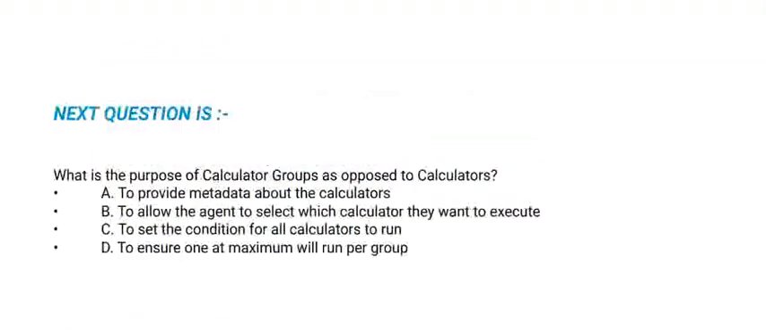Next question is, what is the purpose of calculator groups as opposed to calculators? Options are option A. To provide metadata about the calculators. Option B. To allow the agent to select which calculator they want to execute. Option C. To set the conditions for all calculators to run. And option D. To ensure one at maximum will run per group. The correct option is option D.